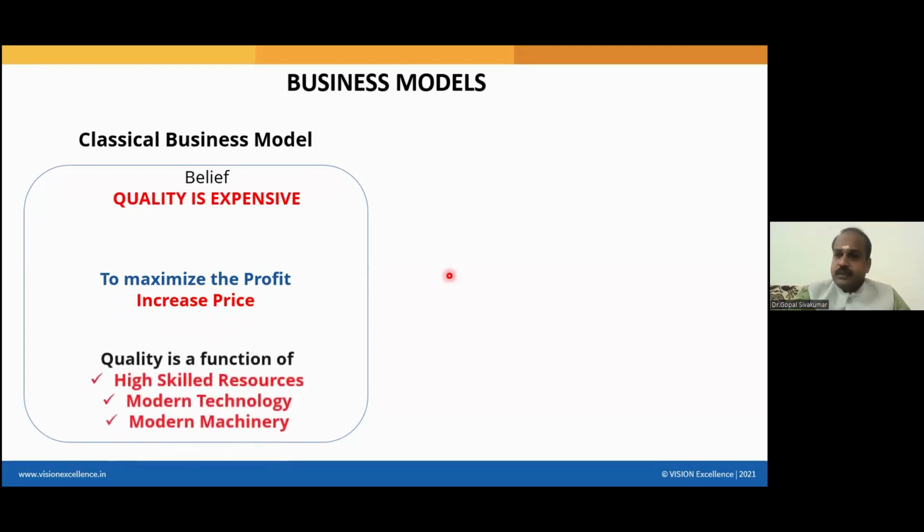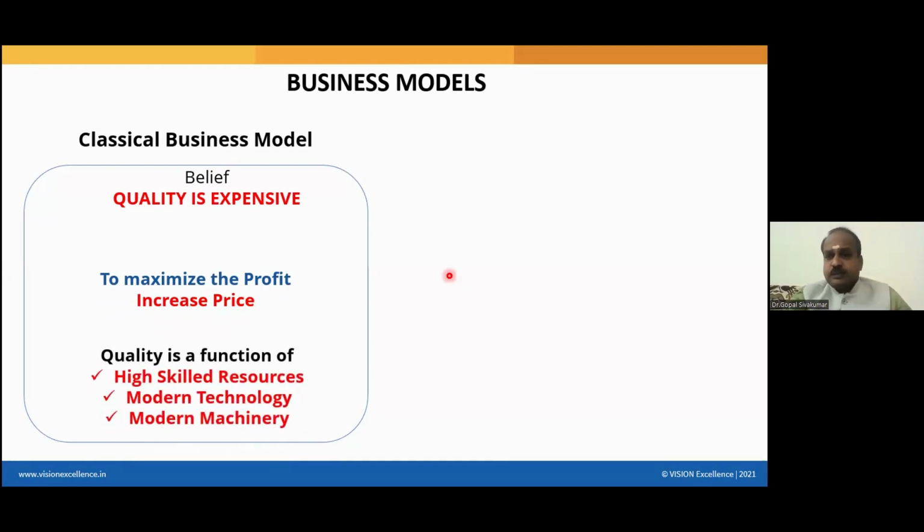And why are they thinking like this, and why are they working like this? Because they think quality is purely a function of highly skilled resources. Highly skilled resources means you have to pay higher. And quality is a function of modern technology. You have to invest higher. Quality is a function of modern machineries. You have to take care of all the machineries. And so everywhere, an enormous amount of cost is involved. And so the product price will be high, and that's how they maximize their profit.